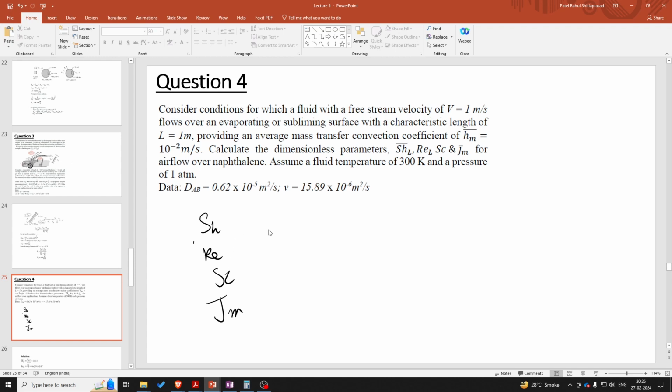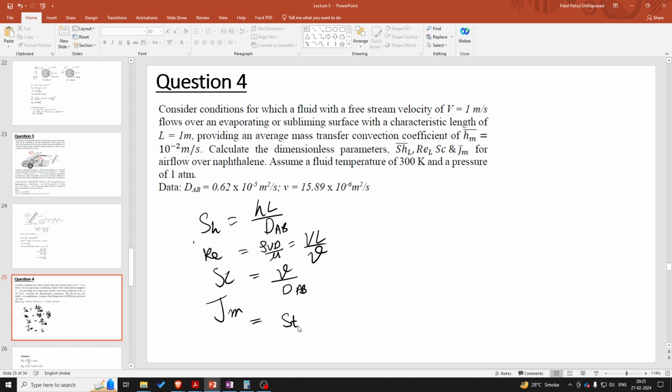So you can try solving this. It's a fairly straightforward question, but I will just share the formulas. The Sherwood number is nothing but the Nusselt number for mass transfer, so it becomes h_m L upon diffusivity D_AB. The Reynolds number is the same, that is rho V d upon mu, or you can also write it as velocity L upon nu, the kinematic viscosity. The Schmidt number is mu upon rho D_AB, the equivalent of the Prandtl number.